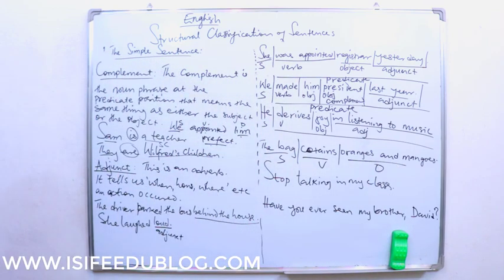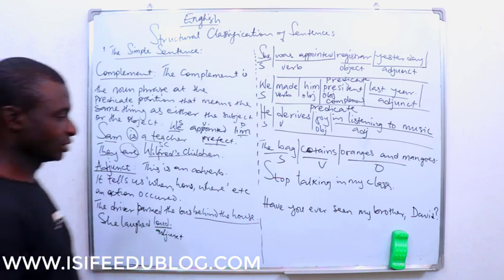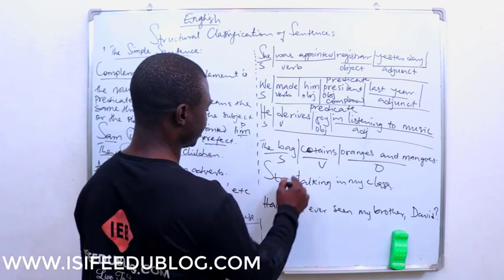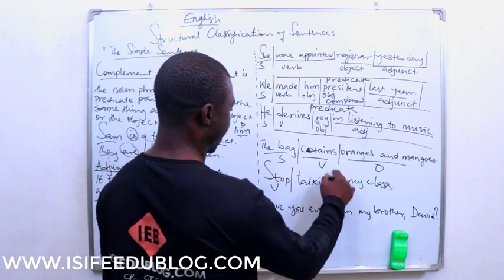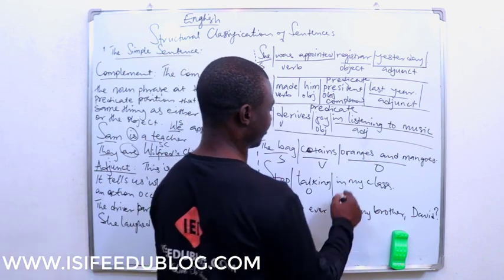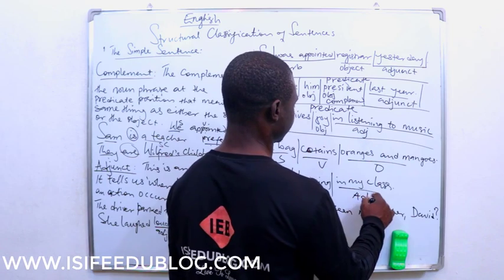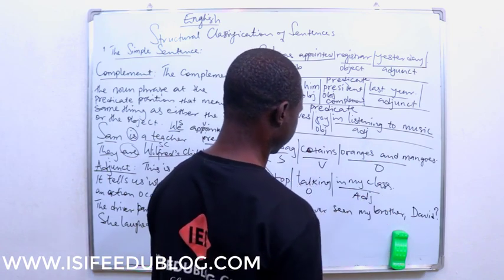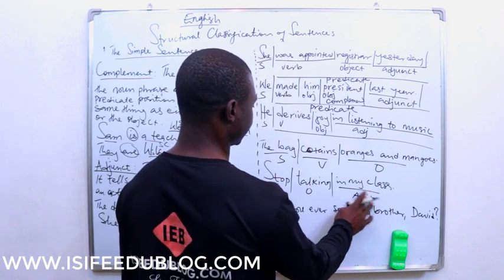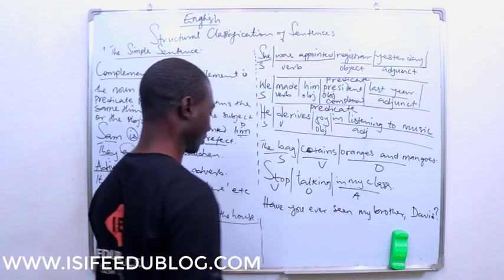Stop talking in my class. There is no subject here. So we have verb, we have object, we have adjunct.